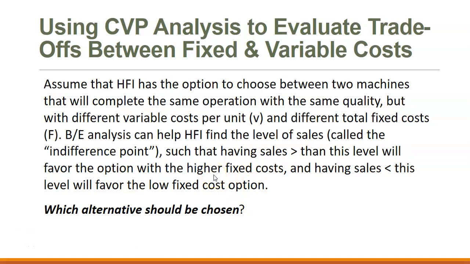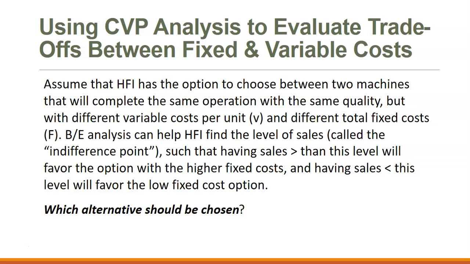We can use CVP analysis to evaluate the trade-off between our fixed and variable costs. So we can see here that we have the option to choose between two machines that will complete the same operation with the same quality, but have different variable costs per unit and different total fixed costs per unit. We can look at the break-even analysis to help us find the level of sales, called the indifference point.